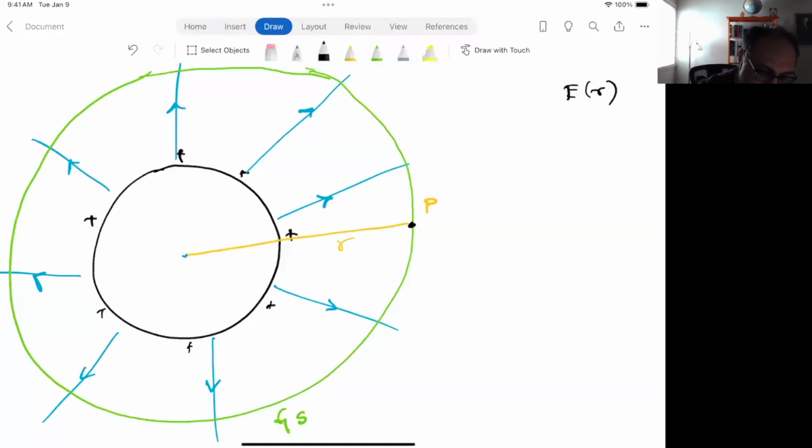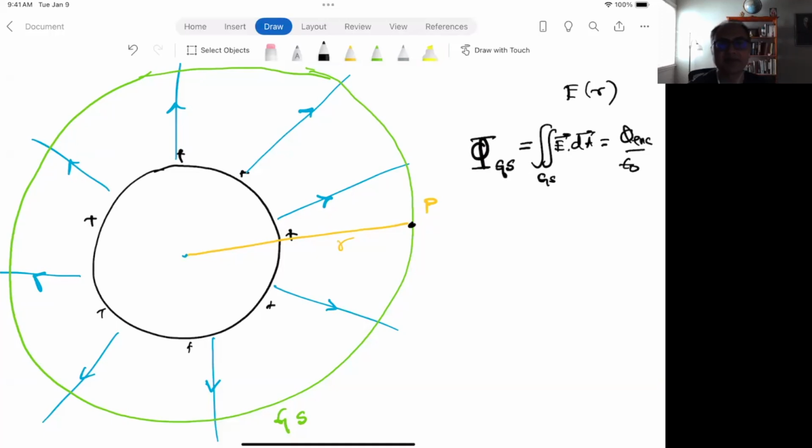Gauss's law, and we'll write this equation many times today, states that the flux of the electric field over the Gaussian surface, which can also be written as the surface integral of the electric field over the Gaussian surface, these two mean the same thing, is equal to the charge enclosed by the Gaussian surface divided by epsilon 0. That is just Gauss's law. So all we have to do is evaluate this surface integral and then solve for the electric field.